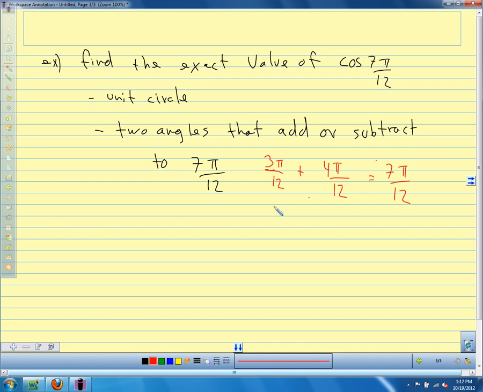And 3 pi over 12, if we reduce it, is pi over 4. Pi over 4 plus, when we reduce this, pi over 3. Pi over 4 plus pi over 3 equals 7 pi over 12.